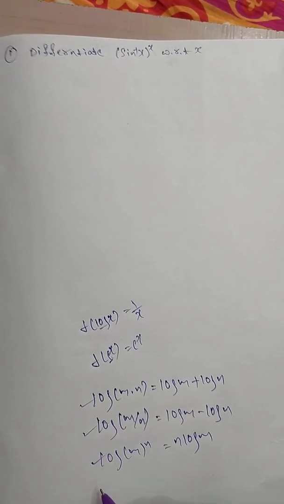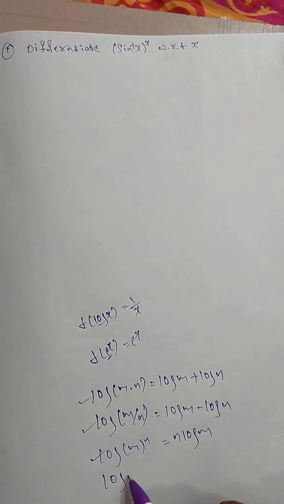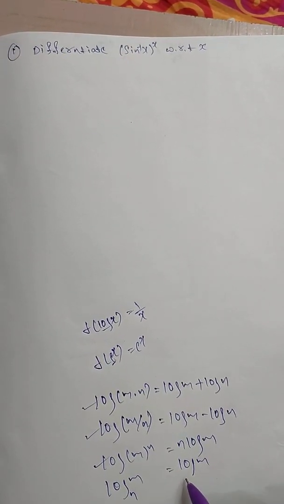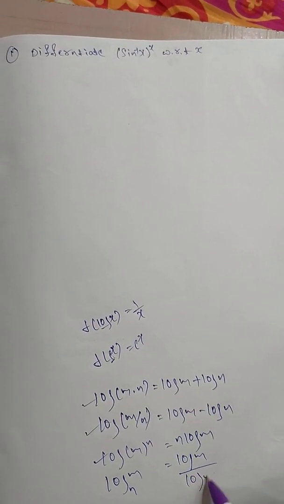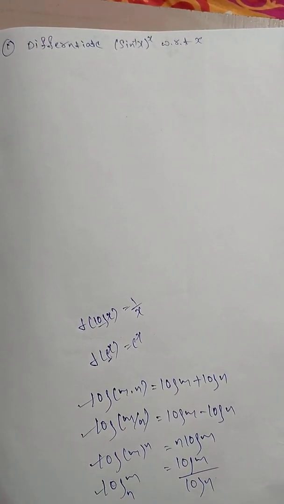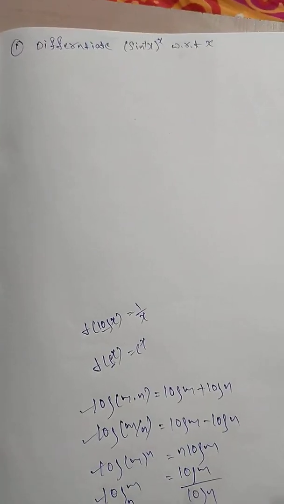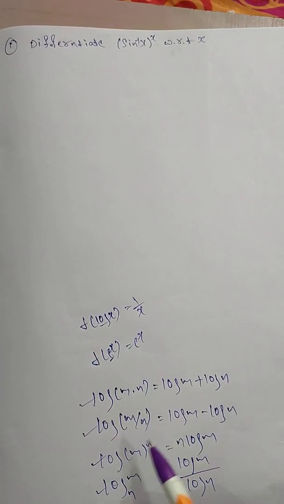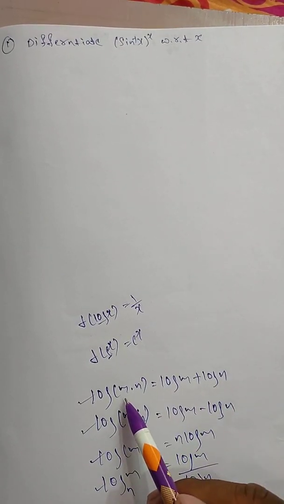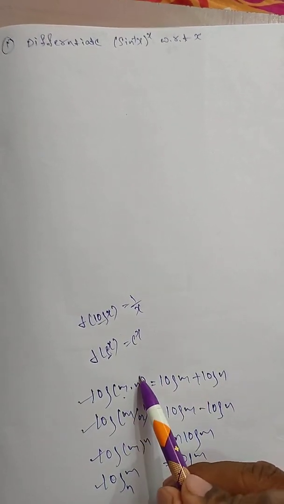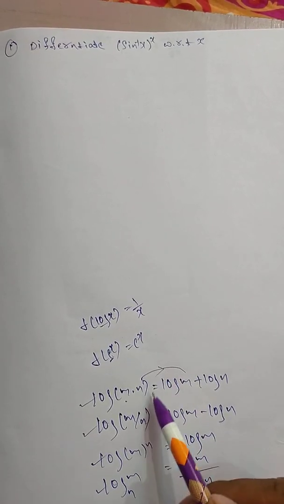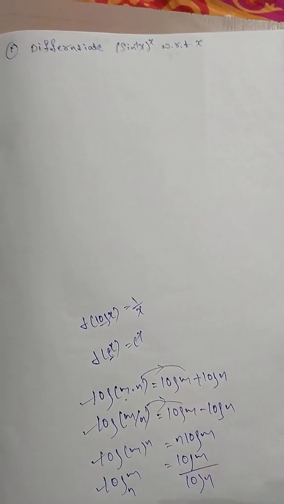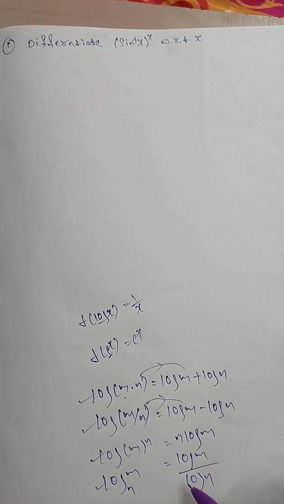Is it clear? Next, log m base n can be written as log m by log n. This we call the change of base rule. So these are the logarithmic properties. If we apply the log for a product, we can write it as an addition. We are changing the product form to an addition form, and the quotient form to a subtraction form. This is the power rule and this is the change of base rule.